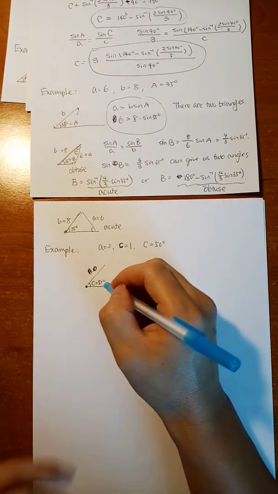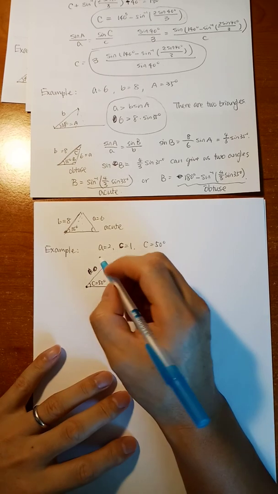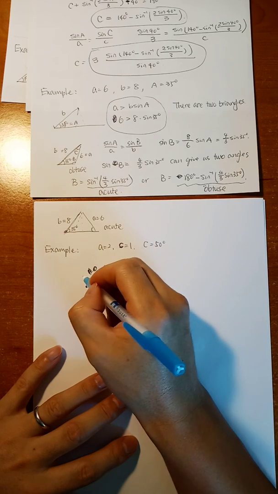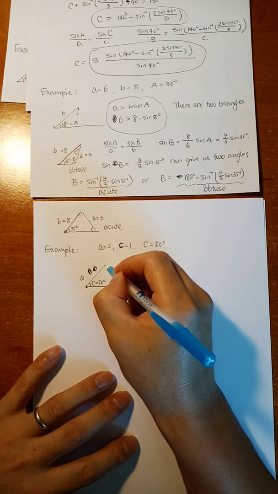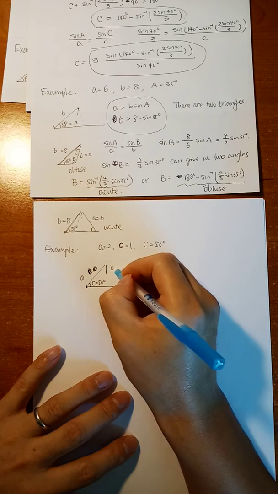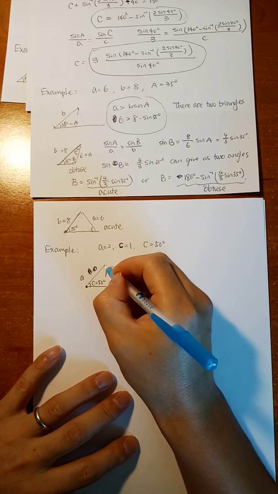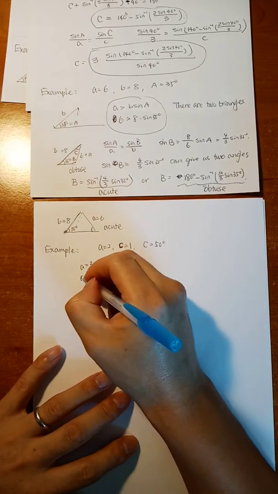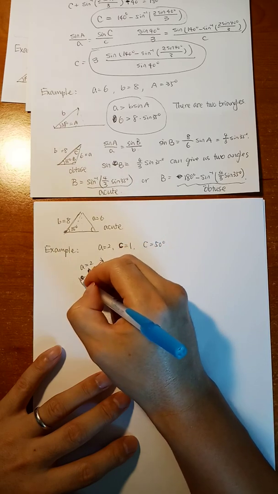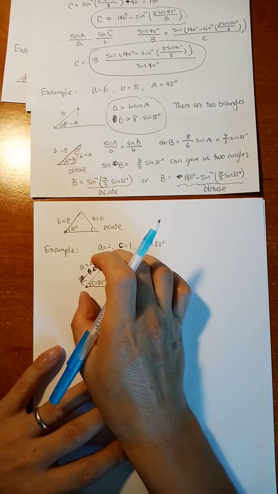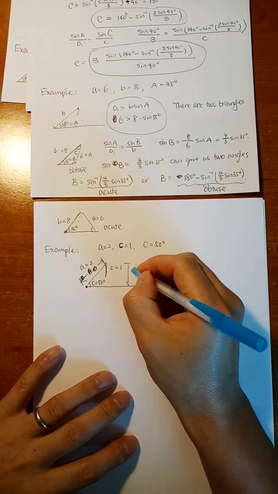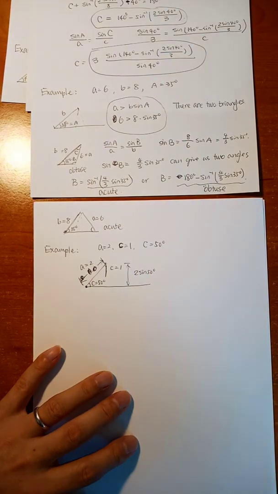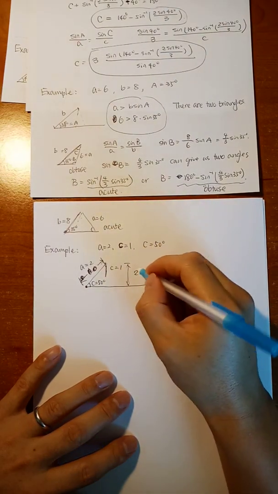Side C faces angle C. So this is not side C. This is A. C is here. But remember that from this point, this A is equal to 2. From this point, this hypotenuse is 2. So the height is 2 times sine 50 degrees.